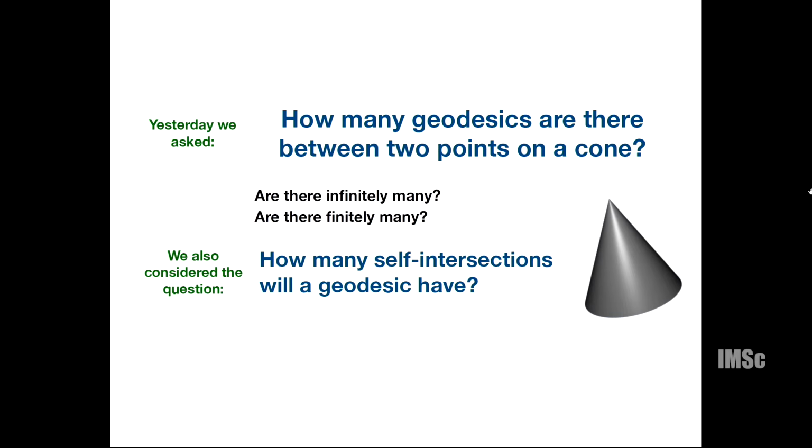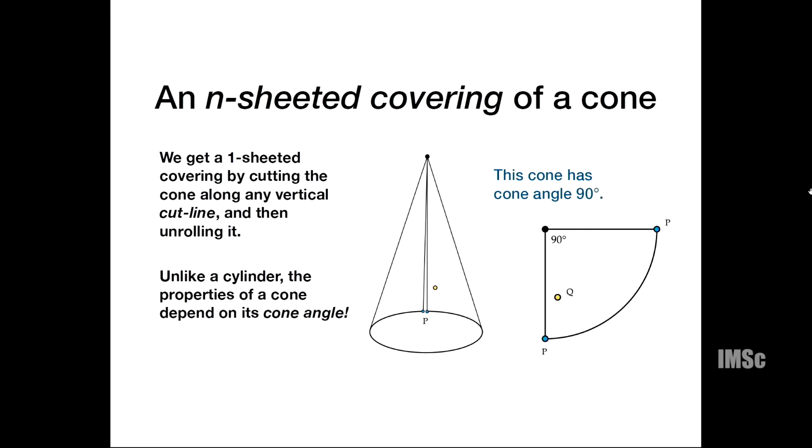And of course, it would also be nice to answer how many self-intersections a geodesic will have on the cone. That was another thing that we had certain hypotheses about last time. Different people had different guesses. We saw that geodesics can self-intersect, but how many times will they self-intersect? That's another question that we'll answer now. And again, the tool we're going to use is the same tool, the N-sheeted covering. That's going to help us answer these questions.